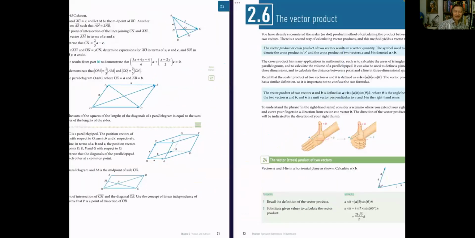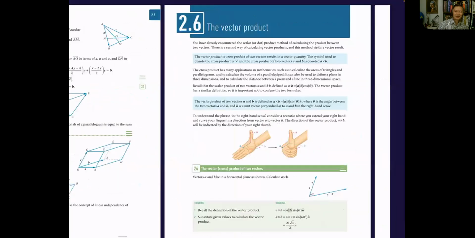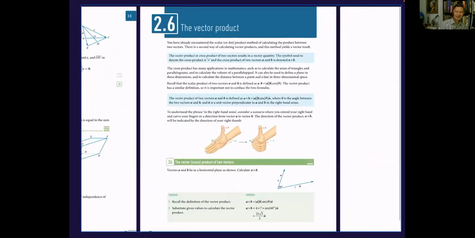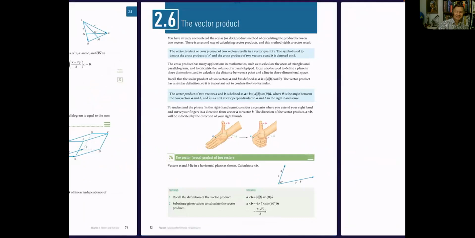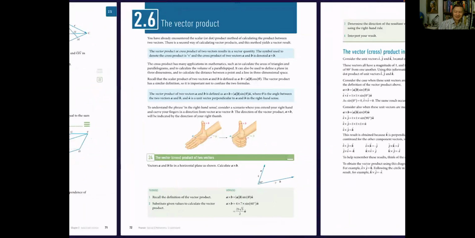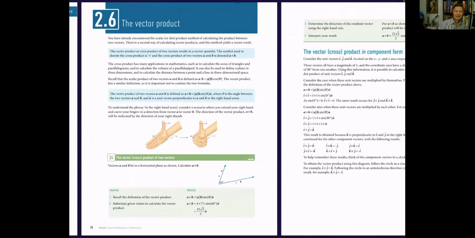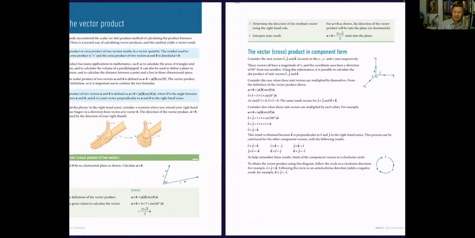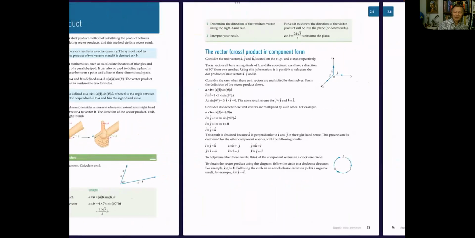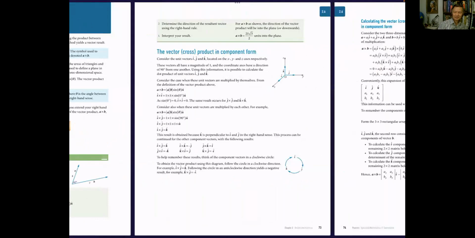Right hand rule. We started the right hand rule today. Can we just go down? Can we see that circle I drew? Can you see the circle?